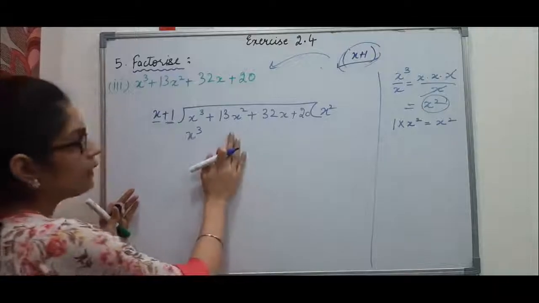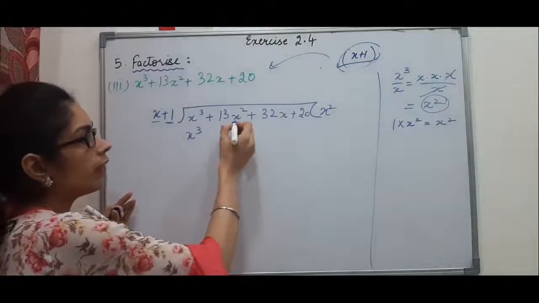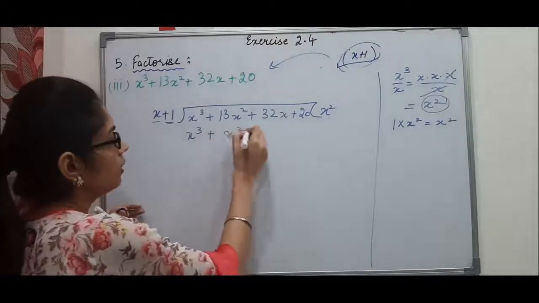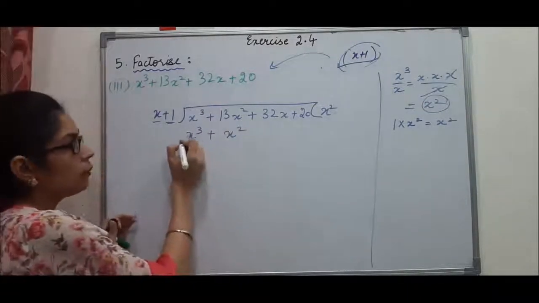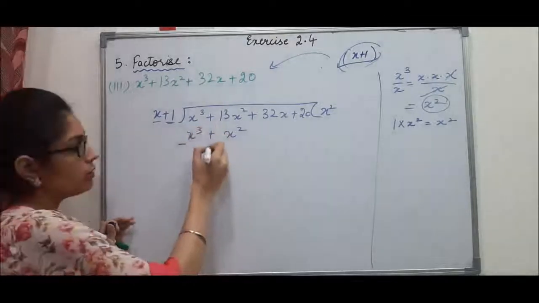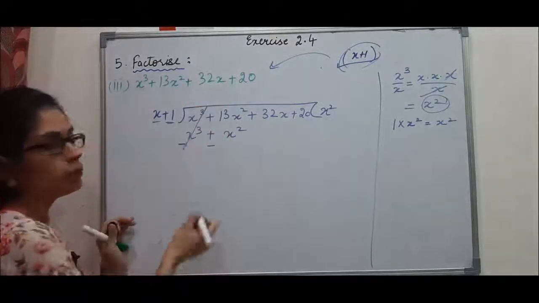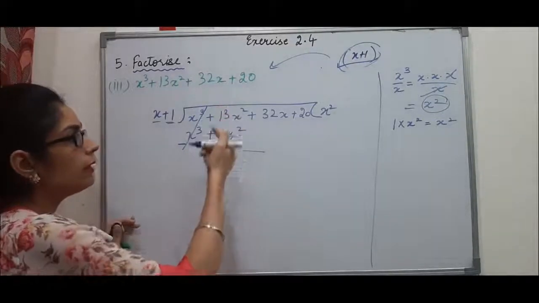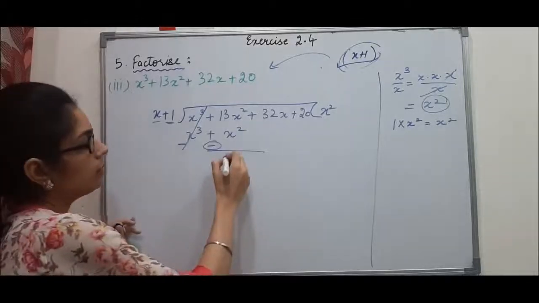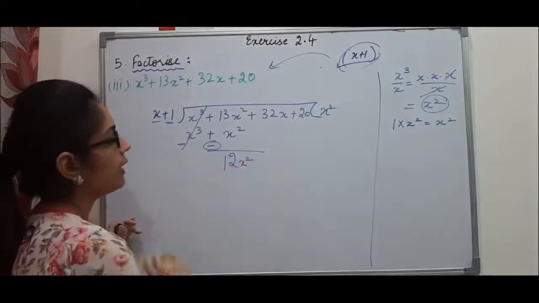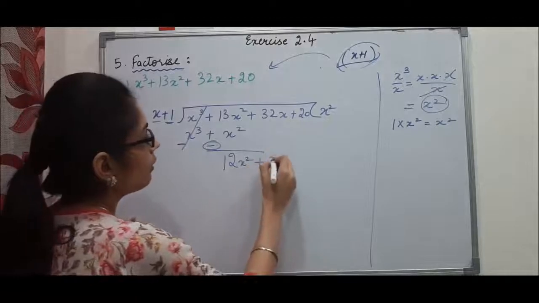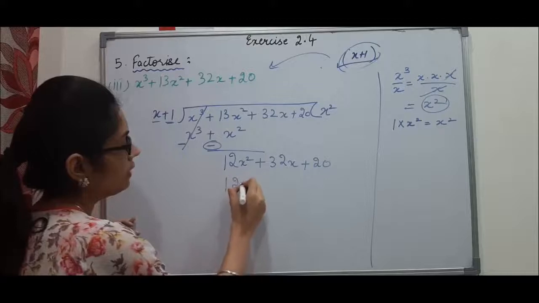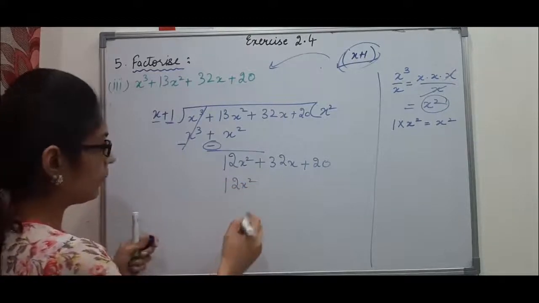Now this you have to write here, because 13x square has the same variable, so below 13 I will write x square. Now I have to change the signs: plus will be changed into minus, and this plus will also be changed into minus. Same terms with opposite signs get cancelled. 13 minus 1 is 12, so 12x square I write as it is. Now all the remaining terms I can write: plus 32x plus 20.